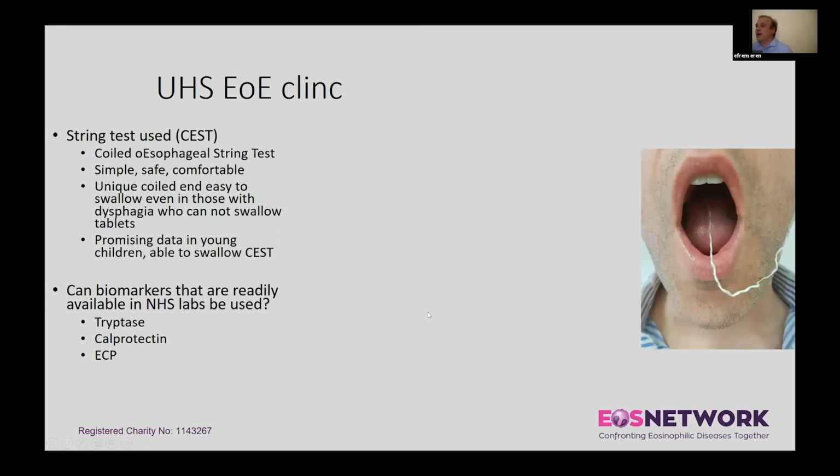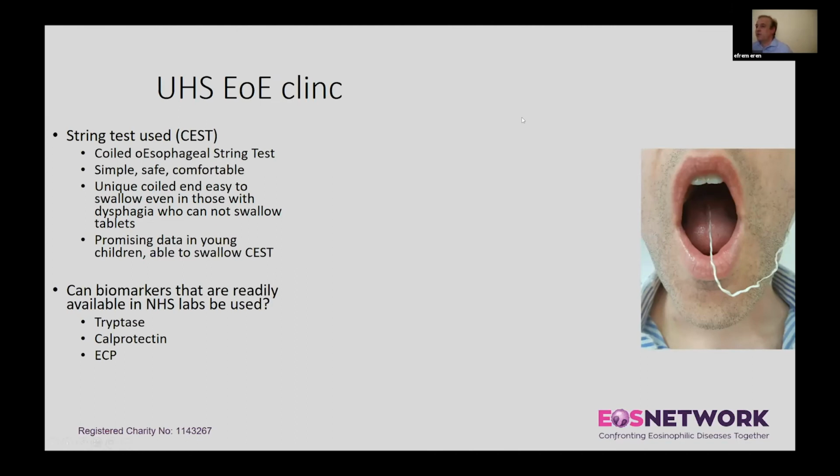And what we did is we looked into it, and actually we did our own string test. We call it assessed. It's slightly different in that the string is not nylon, it's made of another material, and it has a coil at the end. The reason there's a coil is I didn't like the idea of a gelatin capsule, because patients with dysphagia sometimes can't swallow tablets, and children can't swallow tablets. So we designed something that avoided the gelatin capsule, and the coil works really well. Adults can swallow it, and we've just been trying it in children, and a 6-year-old who can't swallow tablets was able to swallow a string test, and it worked very well.